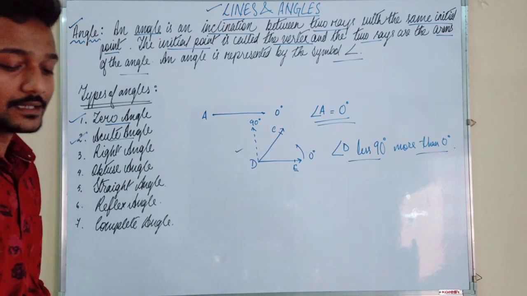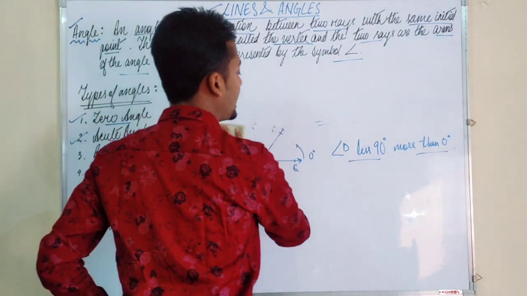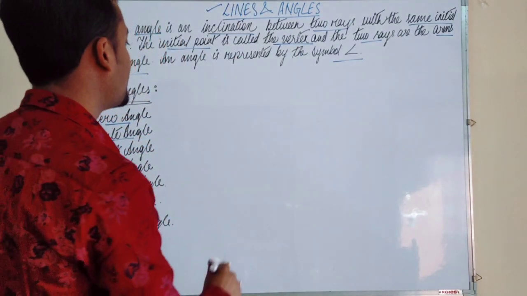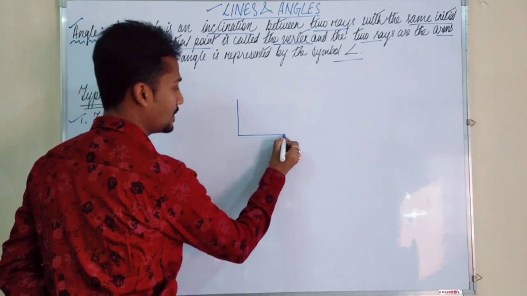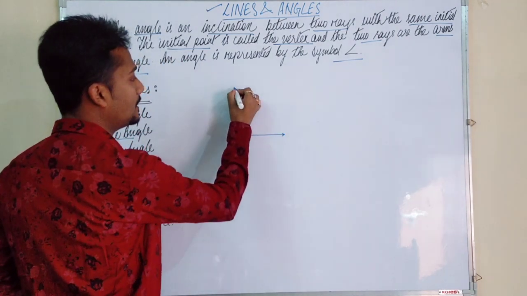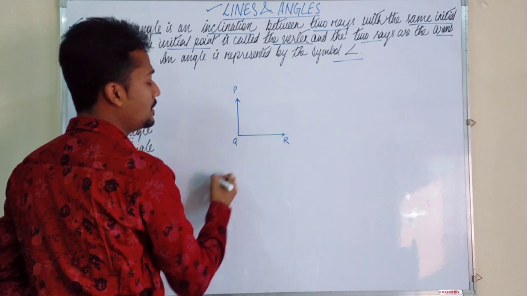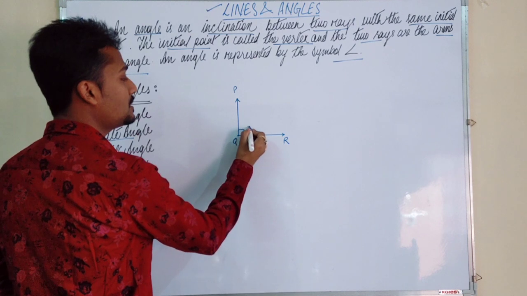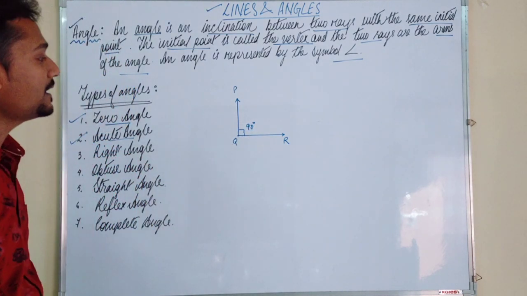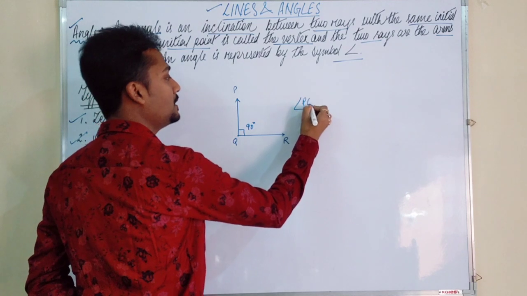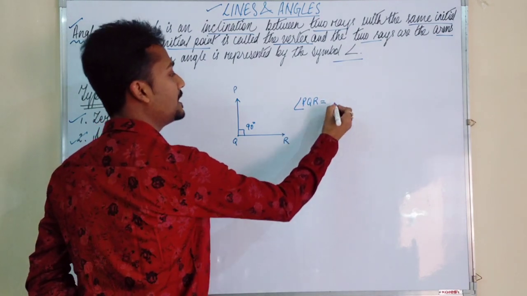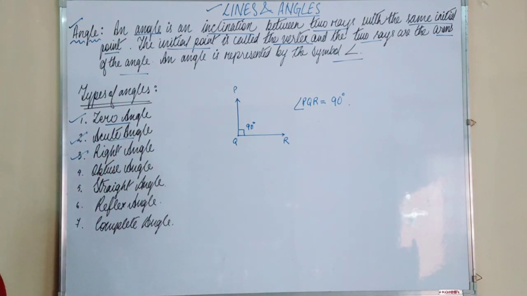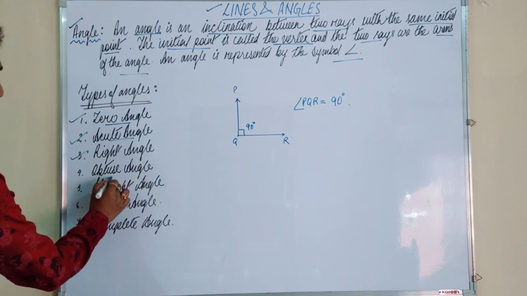Then comes right angle. What is a right angle? A right angle is an angle which measures 90 degree. Say for example, if you see this particular angle PQR, it is an angle with vertex Q. This measures 90 degree. If an angle PQR measures 90 degree, then this angle is known as right angle.